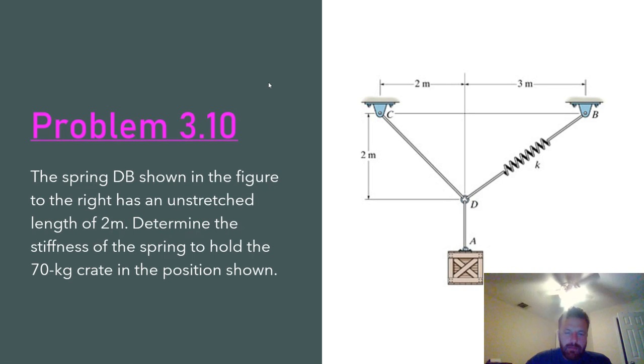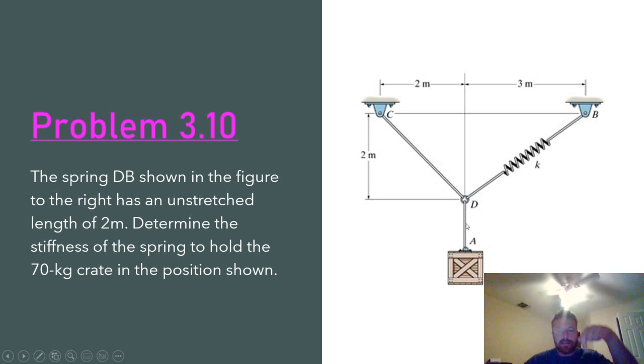So in this video, we're going to look at problem 3.10. And the first thing you'll notice is this looks very similar to the example we just did. In this case, we have a crate which has a known mass, which is going to allow us to calculate its weight. It's being supported by a rod, which is connected to some kind of joint at point D.